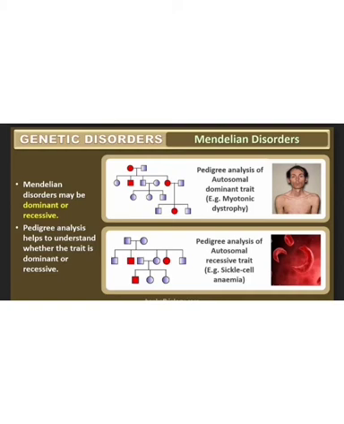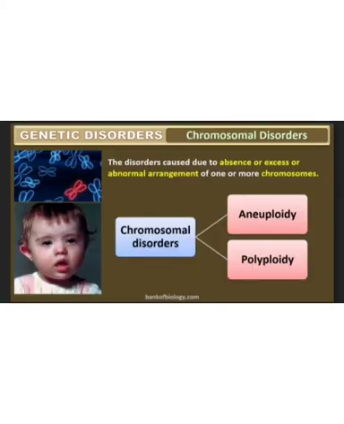Pedigree analysis helps to understand whether the trait is dominant or recessive. The trait may also be linked to sex chromosomes, as in the case of hemophilia, or autosomes. The X-linked recessive trait shows transmission from carrier female to male progeny.